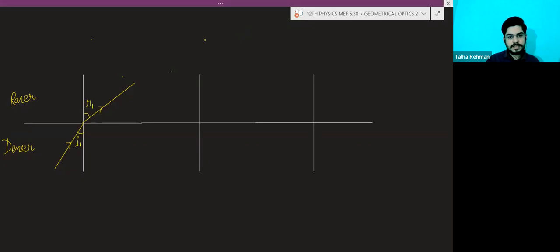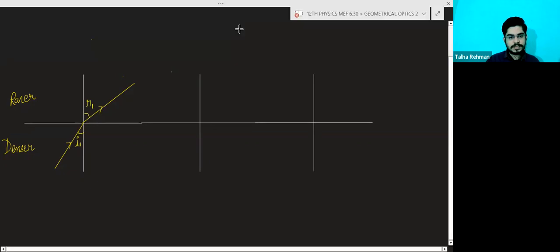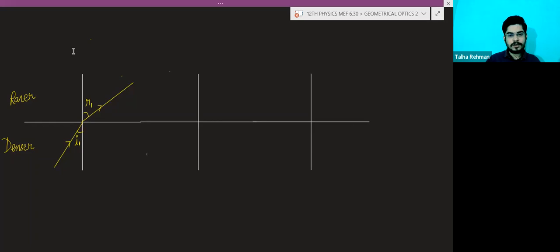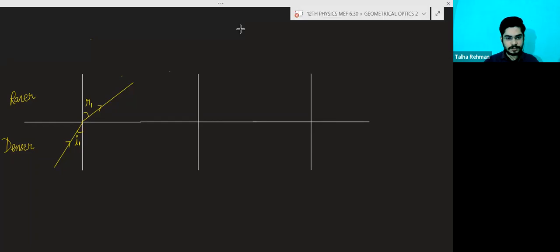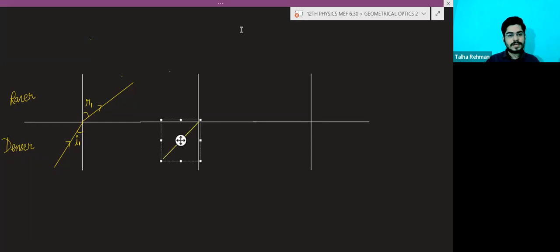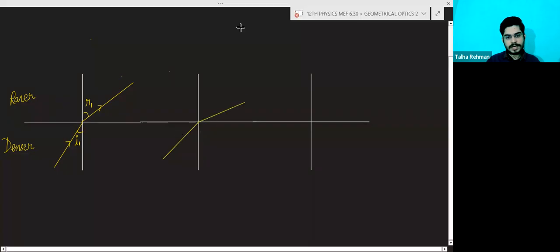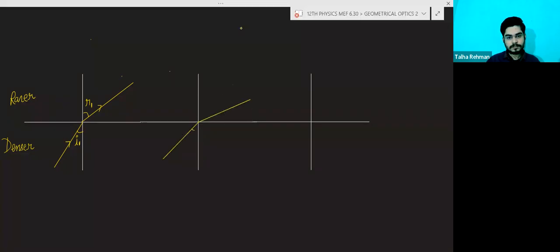Now again I have increased the angle of incidence. First I have incident the light ray at this angle. After that, the angle of incidence I have increased a little bit. So accordingly the angle of refraction will also increase. Light ray will go like this. This is I2 and this is R2.